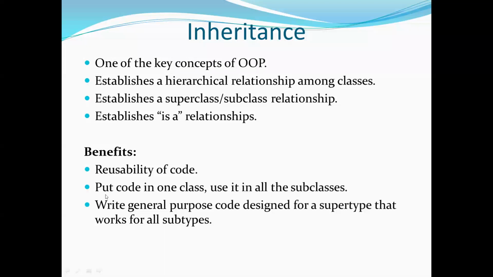As in the second point you can see, put code in one class, use it in all the subclasses. So you can create as many subclasses of a class as you like. That's why it is mentioned here to use it in all the subclasses. And this point will become clear when we move further into the example: write general purpose code designed for the super type. So the generalized form will be designed and written in the superclass, the super type, that works for all subtypes, and it will be available in all subclasses.